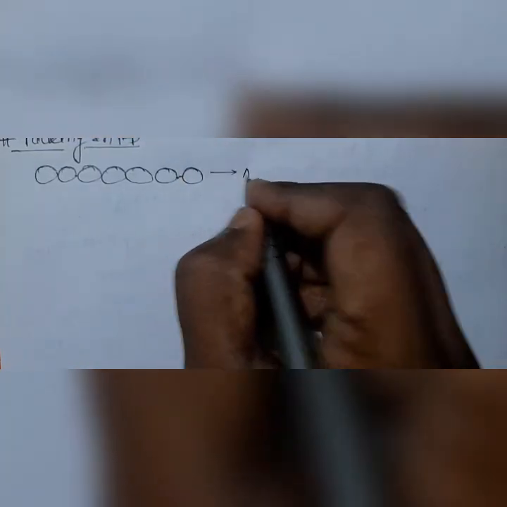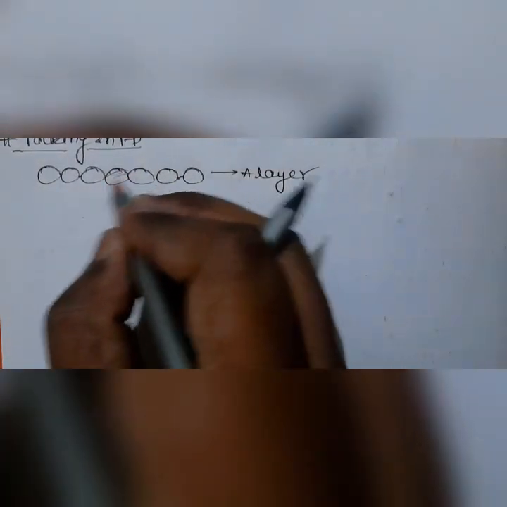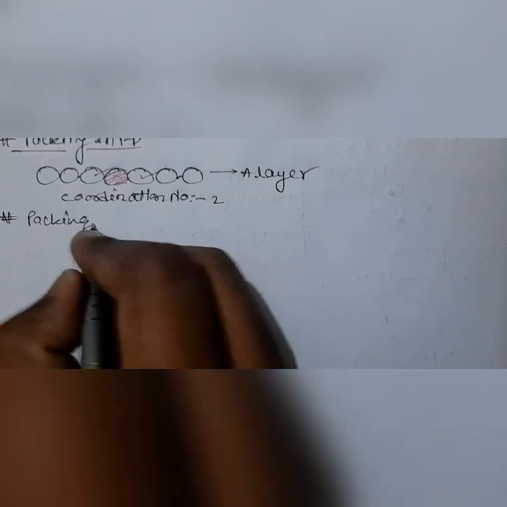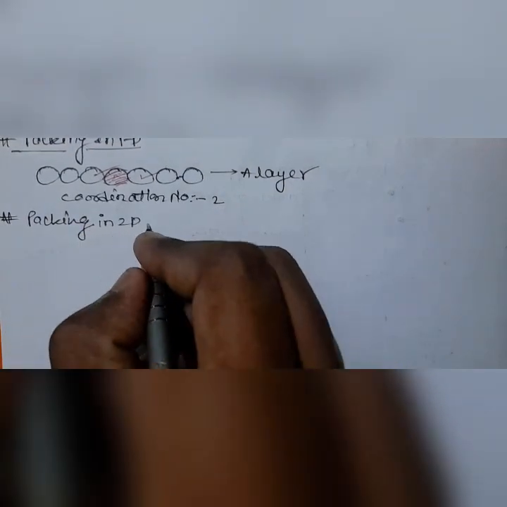Here is a layer. Here we consider any atom, like this is one of the atoms of it. If someone asks the coordination number of it, the coordination number is 2, because it has only 2 neighboring atoms, so its coordination number is 2. As we move ahead, then that is packing in 2D.